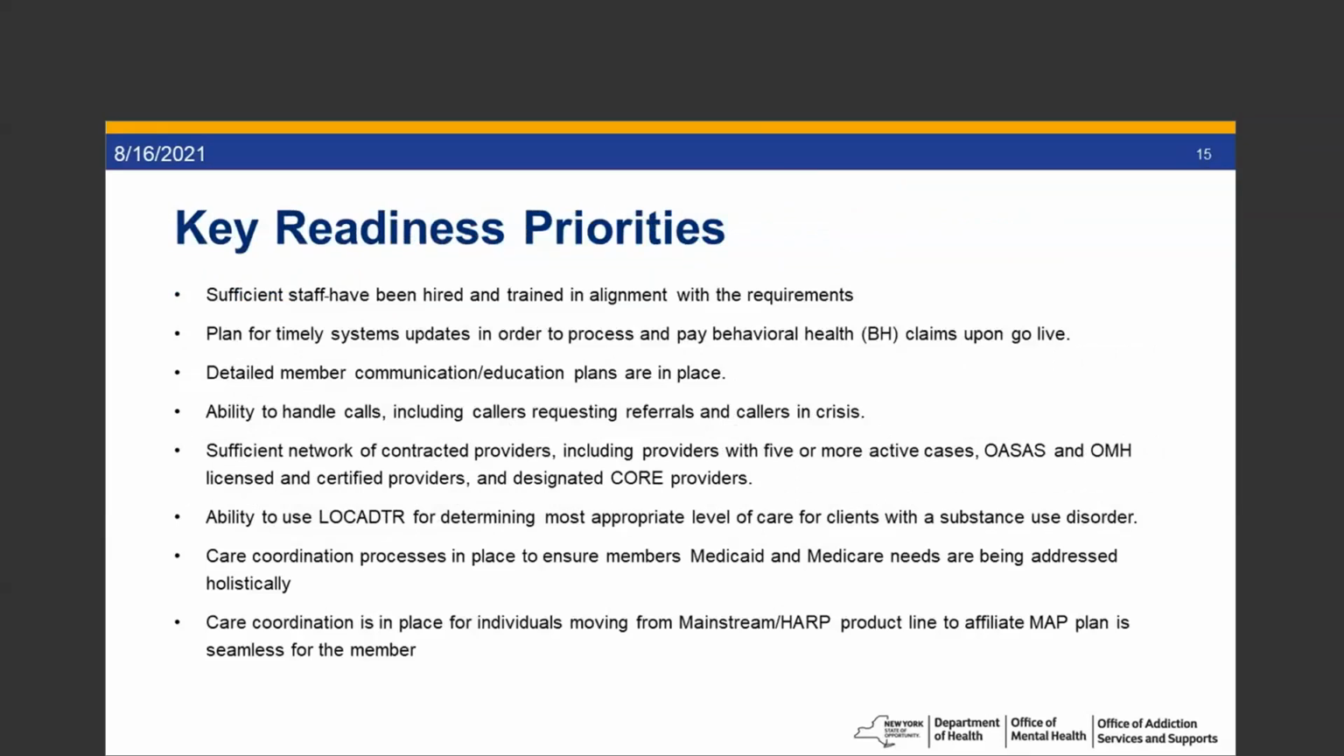So as far as our key readiness priorities, what we'll be looking for is to make sure that your staff have been hired and trained on the behavioral health requirements, that your systems have been configured to pay claims according to the behavioral health MAP billing guidance that is going to be distributed shortly, as Shen had mentioned earlier, that member services receive communication and education regarding these newly carved in services, and that member services staff are trained on how to field behavioral health questions on the benefits, referrals, and crisis response.